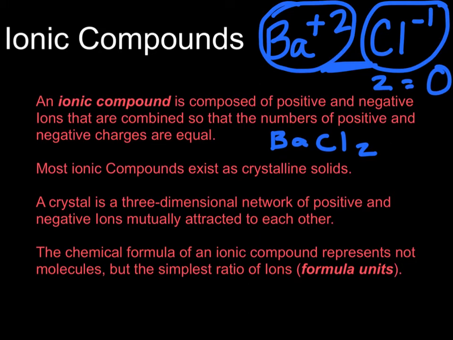So the chemical formula of an ionic compound represents not molecules like we're used to saying, but formula units. A lot of times you'll hear people say we have a molecule of barium chloride. That's not technically accurate. We have a formula unit of barium chloride. So the terms don't exactly mean the same thing, although we understand that they're used interchangeably oftentimes.